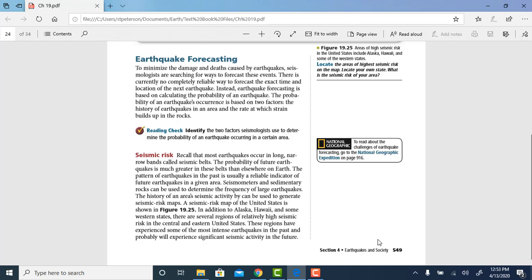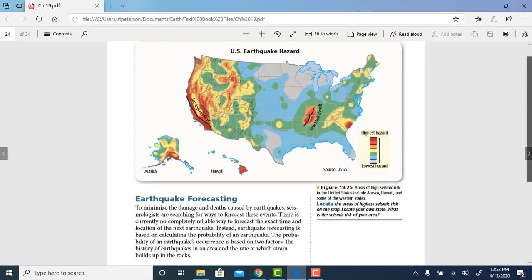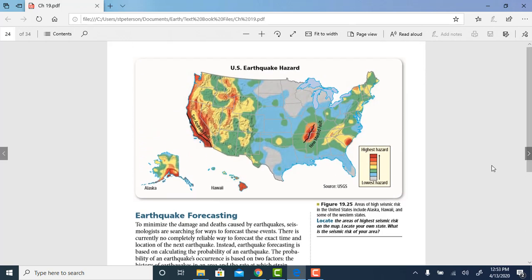A seismic risk map of the United States is shown in Figure 19-25. In addition to Alaska, Hawaii, and some western states, there are several regions of relatively high seismic risk in the central and eastern United States. These regions have experienced some of the most intense earthquakes in the past and probably will experience significant seismic activity in the future. So if you look at this map up here, you're going to need this map to complete your seismic risk worksheet, because the worksheet is in black and white and it should be a color-coded map. So you'll have to look on this map here to find the answers to that worksheet.